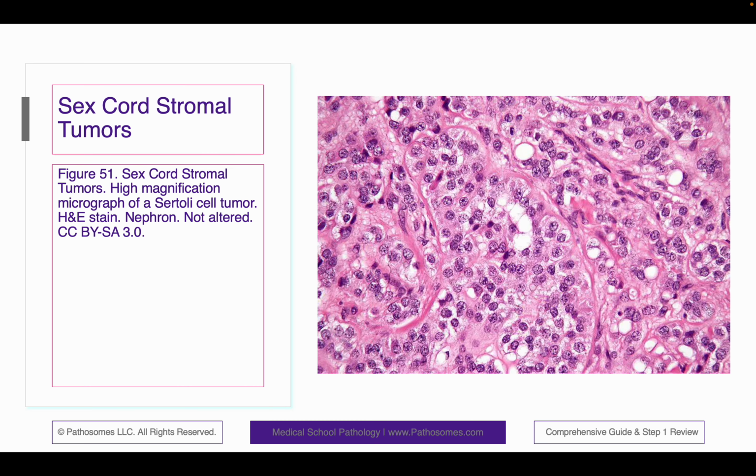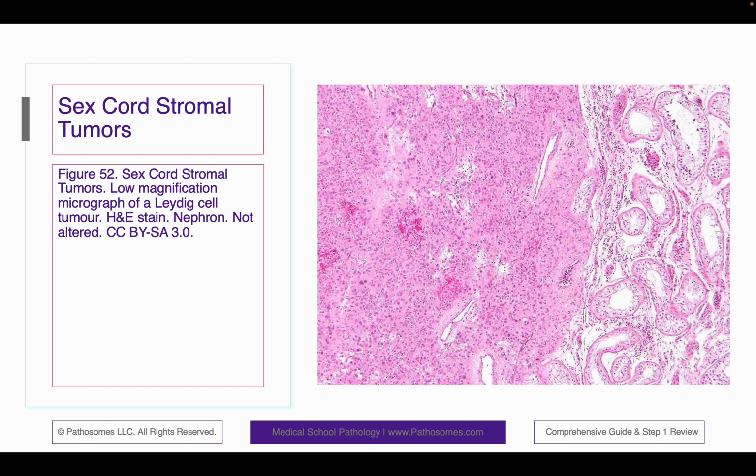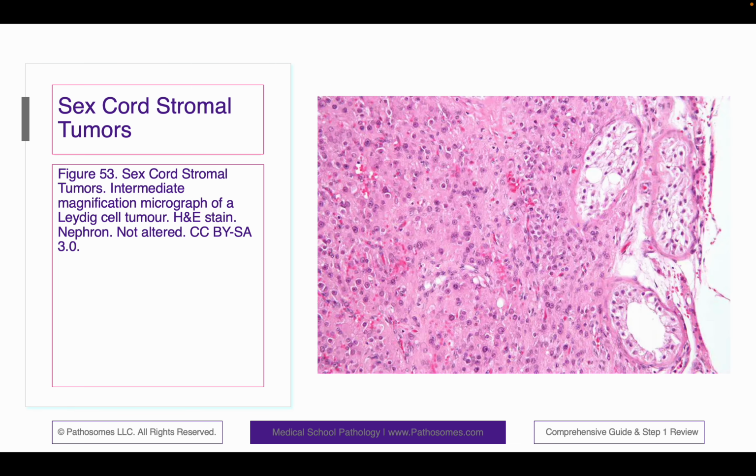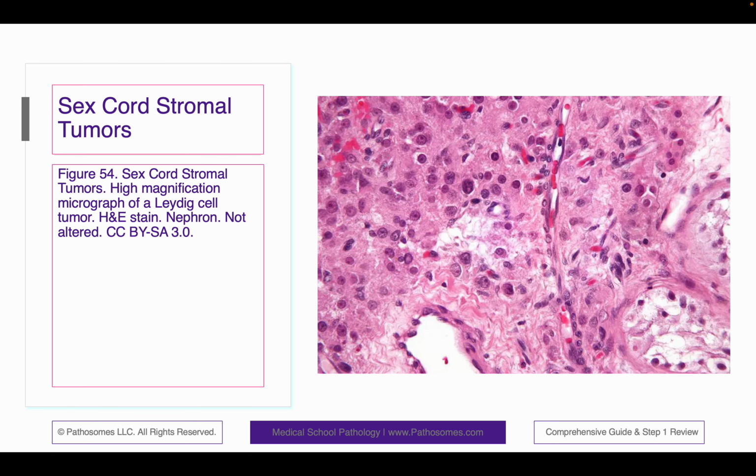Here we can see a sex cord stromal tumor on high magnification, in particular a Sertoli cell tumor. And here we can see a Leydig cell tumor, which is another type of sex cord stromal tumor. And higher magnification of that Leydig cell tumor. And even higher magnification of the Leydig cell tumor. Know that it's a bit more oncocytic, especially compared to the first tumor that I showed you in the sex cord stromal tumor section.